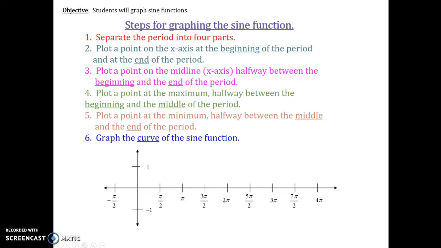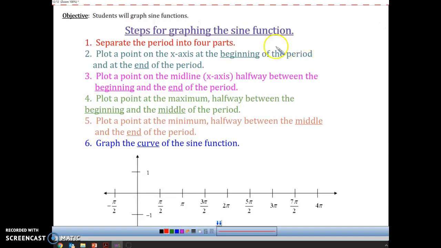Hello and welcome to this video on graphing sine functions, and I'm going to specifically focus on how to graph the sine function. If you missed the first video on the concept and the idea going on here, make sure you go back and watch that. But here in this video, I'm going to talk about the steps.